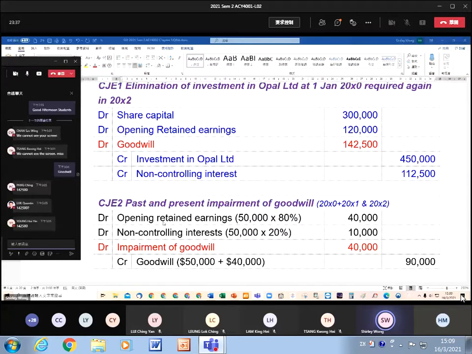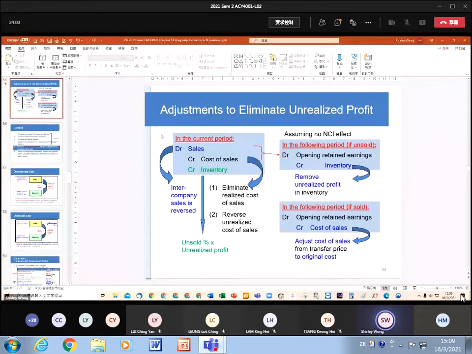So after this, when you finish the goodwill and all the fair value adjustments here, CJE 3 will be some of the additional information. And here, the additional information involves the intercompany sales during the year. Since the intercompany sales happened in the current year, when you refer to chapter 5, slide 33, what you need to do is debit sales, credit cost of sales, and credit inventory, because it happened in the current year.